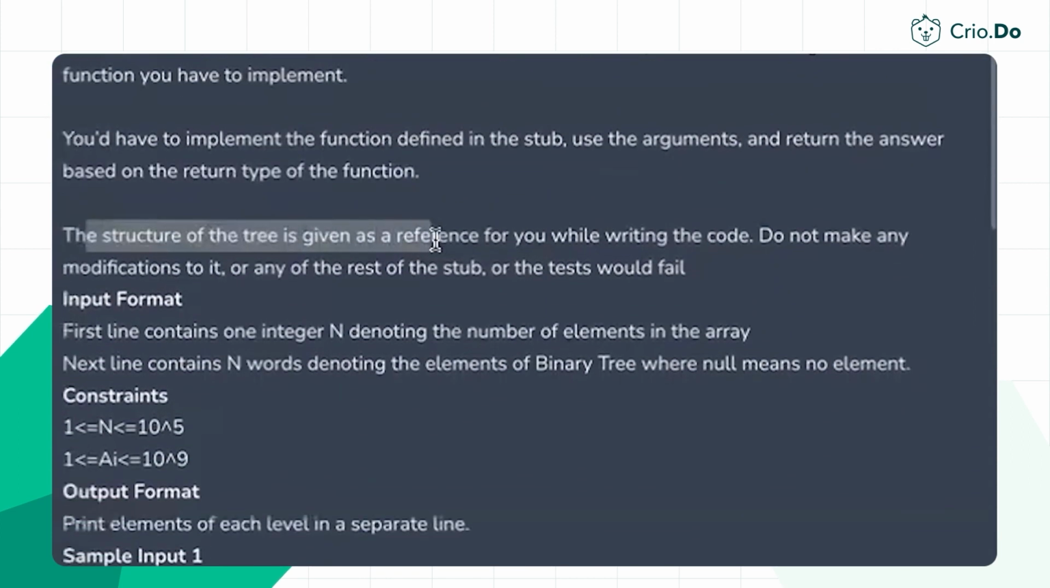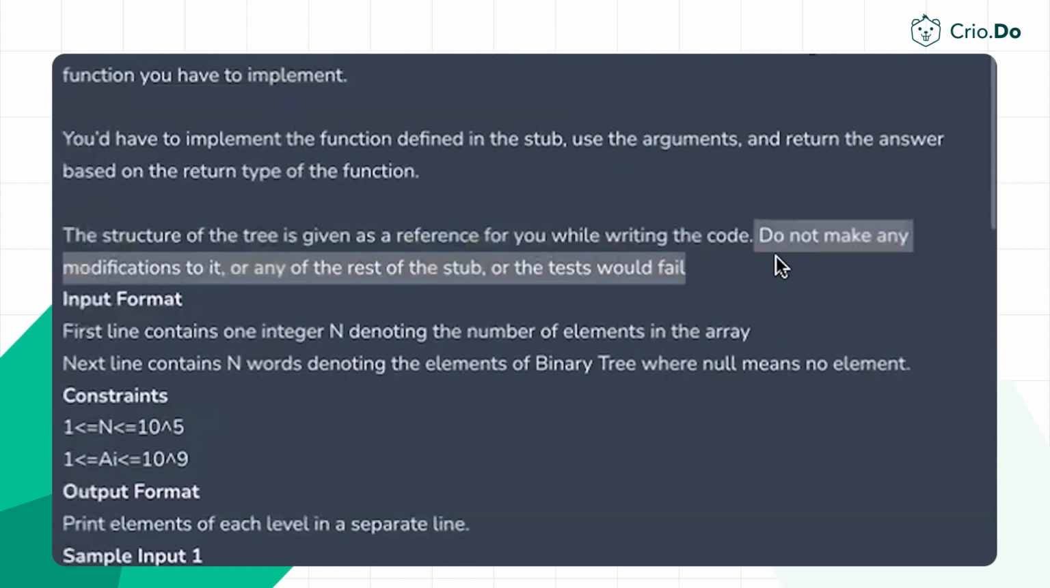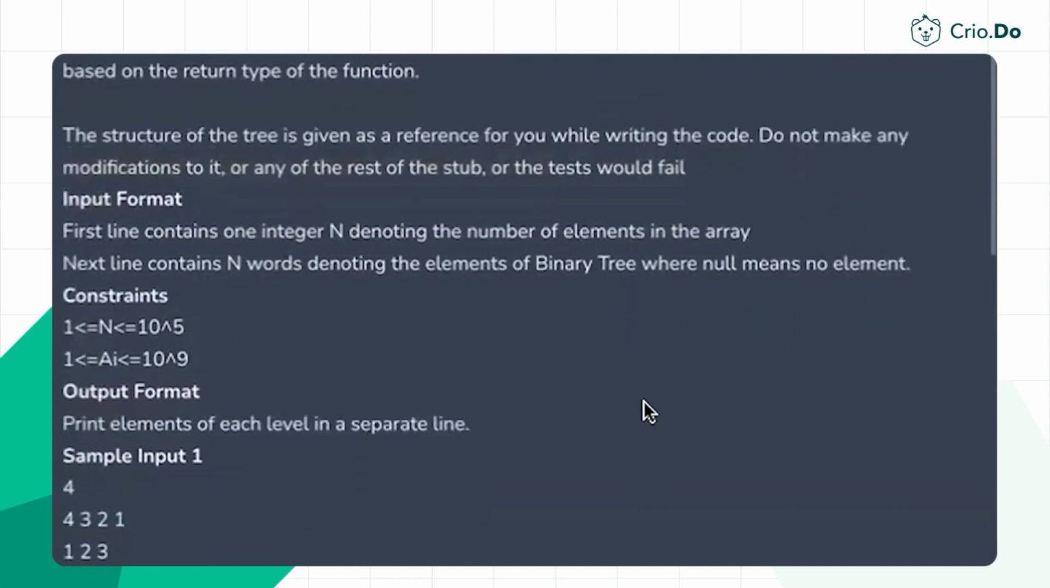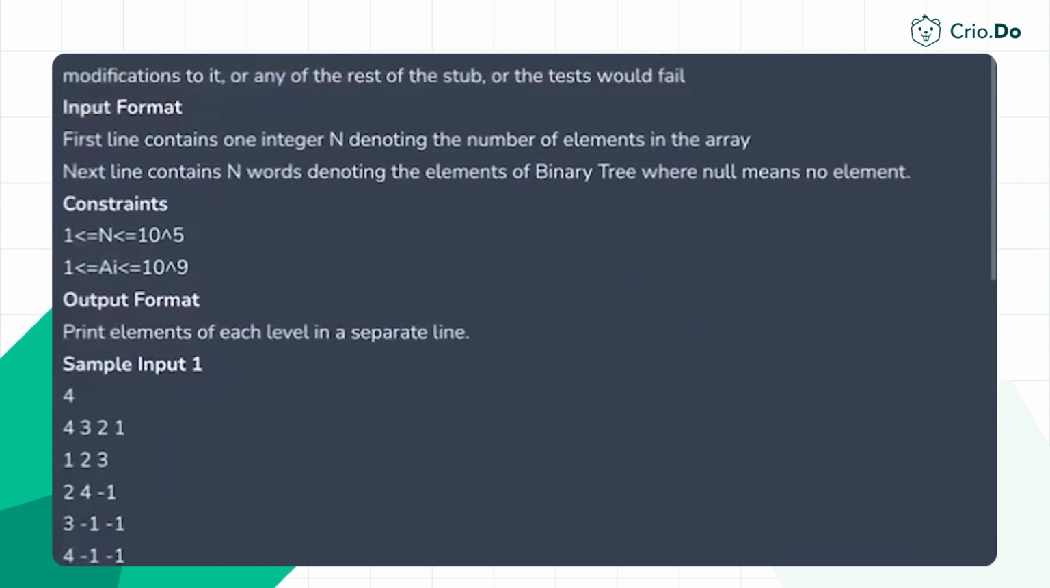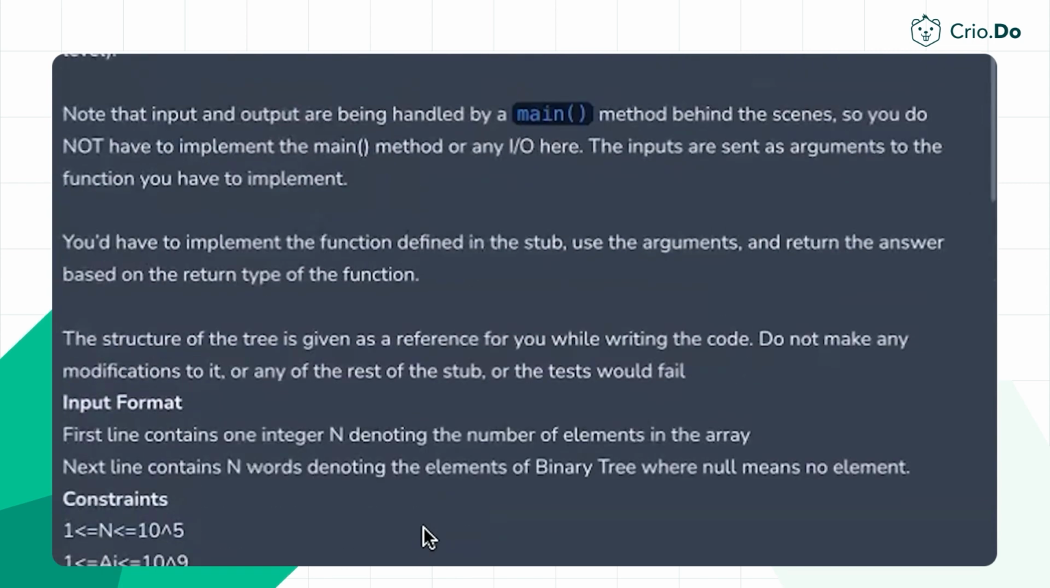The structure of the tree is given to you as a reference, although we do not have to make modifications in the code stub or in the structure. That is, the structure is already given: a root node having a left child and a right child, and each node having a left child and a right child. If any of the children are not there, it will be represented using a null value or null node.